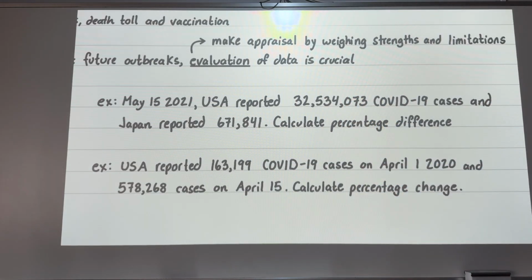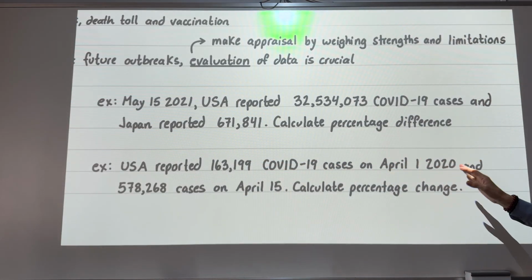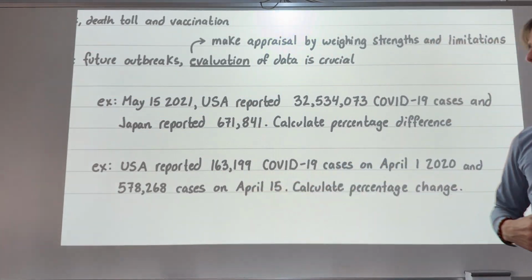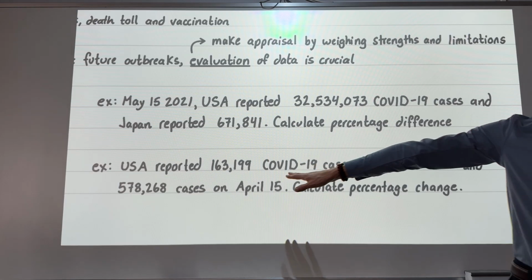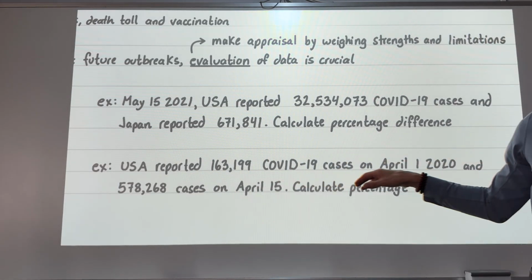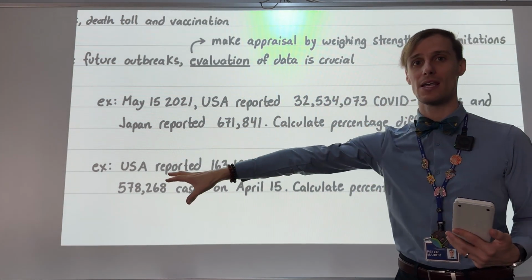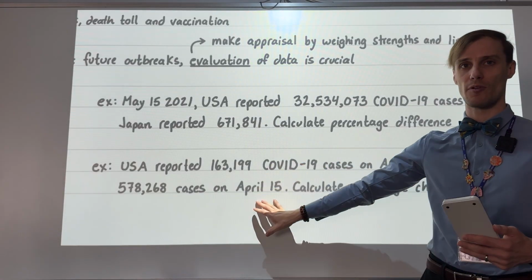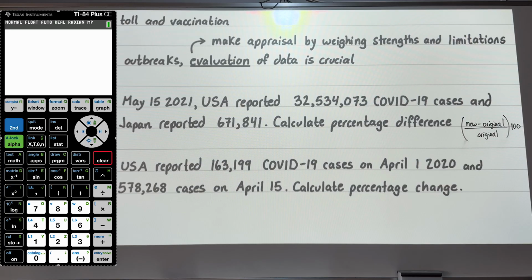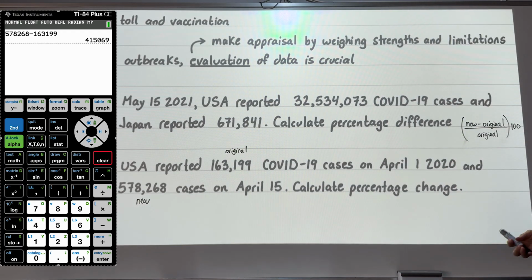So the second example said that the USA reported 163,199 COVID-19 cases on April 1st in 2020, and then 14 days later, on April 15th, they experienced 578,268 cases. What is the percentage change? Now notice in this case that it's the same country, and we're looking at how it changed over time. In this case, the USA, and how did it change between April 1st and April 15th. So in this case, this would be new. This would be original. So let's do that.